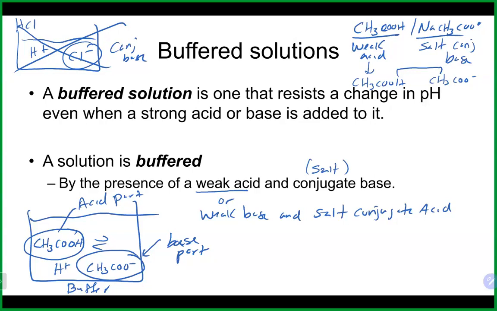So having both of those things in the solution is why a buffer is able to resist really big changes in pH. So to sort of demonstrate that, let's take a look at what happens when we add a strong acid or strong base to a non-buffer, like our good friend water, which is not a buffer.